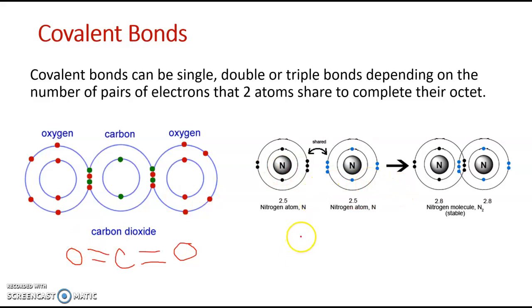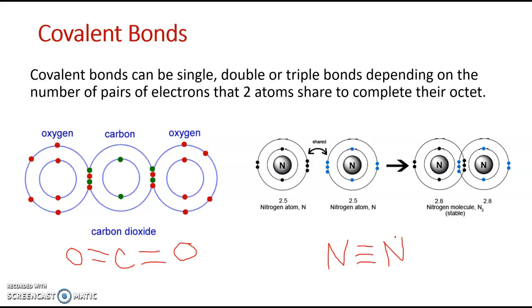And that can be abbreviated using a double line, indicating that it is sharing 2 pairs of electrons. And then nitrogen gas is going to share 3 pairs of electrons. So that can be abbreviated as 3 lines, a triple covalent bond, in order to meet its octet rule in both atoms.